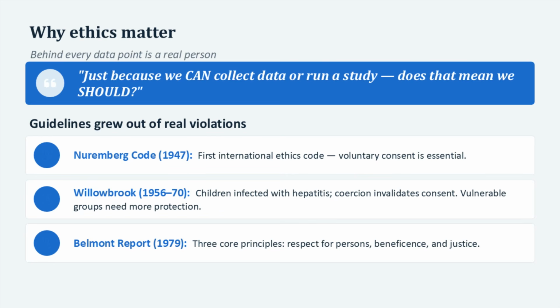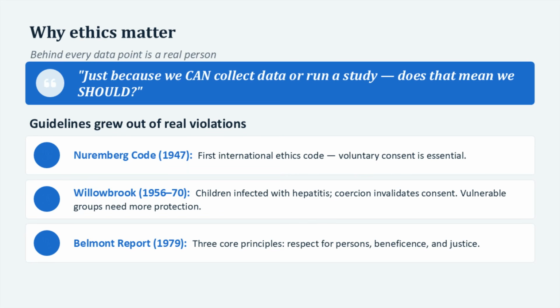First, the Nuremberg Code, created in 1947. It came after the world learned about horrific medical experiments carried out on human beings during World War II, often without meaningful consent. One of the central principles that came out of this was that voluntary consent is absolutely essential. People have the right to understand what they're agreeing to, and they have the right to choose whether they participate.